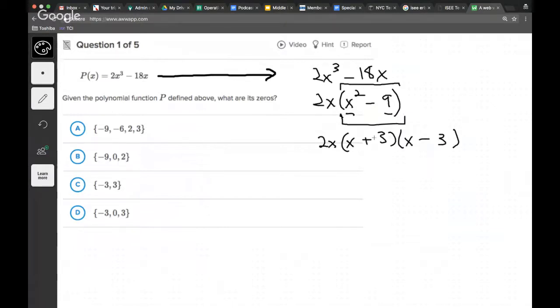So you see how this splits up? It's like this with anything. If we had x squared minus 16, it would become x plus 4, x minus 4. Okay, that's just the basic difference of squares. So now we factored this really nicely.